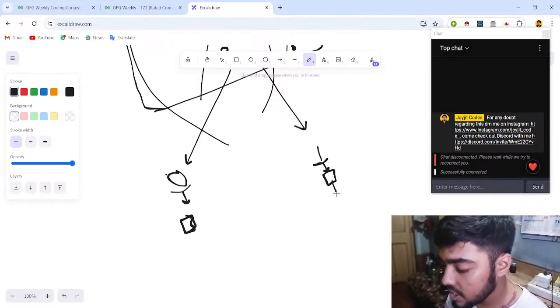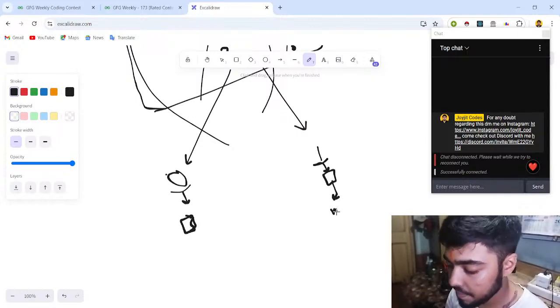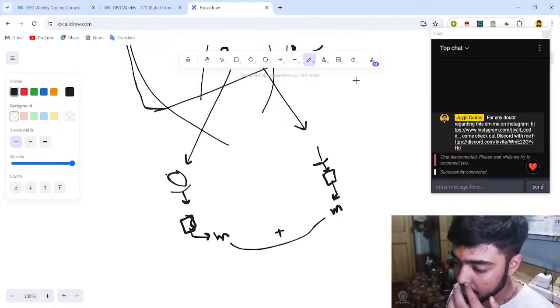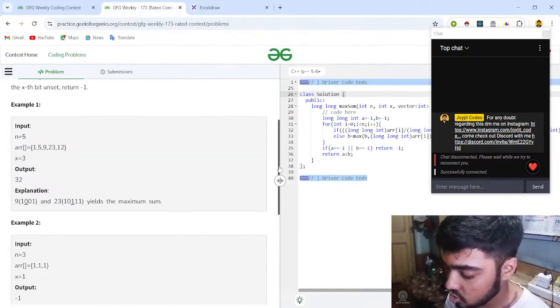Now from all the set bit part I have to find the maximum, and from the unset bit part I also have to find the maximum, and then I have to add them together. So I think it will be better if I show you the code directly.